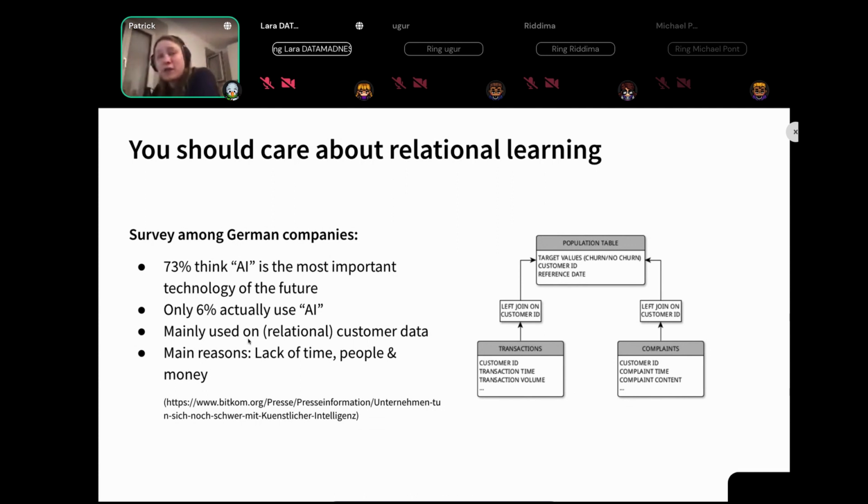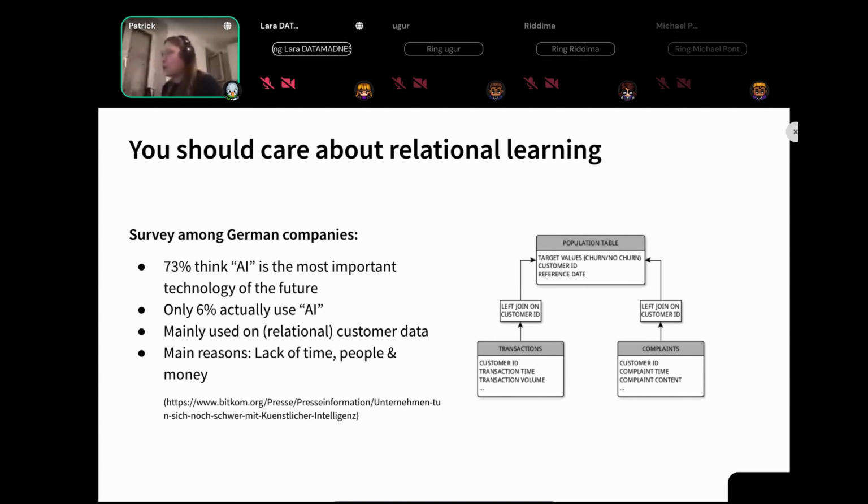So why do so few companies use machine learning, even though they think it's the most important technology of the future? The main reason is that they don't have the time, they don't have the people, and they don't have the money. So the question is, what can we do to make machine learning, to make data science more accessible to these companies? Well, very simple. We need to reduce the time and the cost that it takes to do the kind of project that gets them started with machine learning.